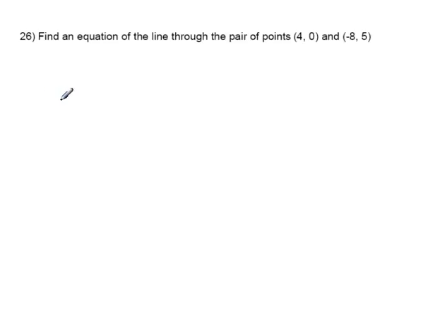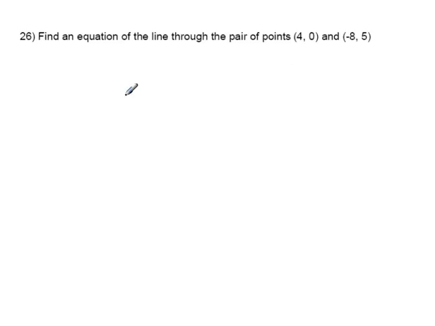Okay, number 26 says find an equation of the line through the pair of points. In this particular problem, we don't have a slope either, so we can't go directly to slope-intercept form because neither one of these is the y-intercept and we do not have a slope. We can't use the point-slope form yet because we have points but we don't have a slope.